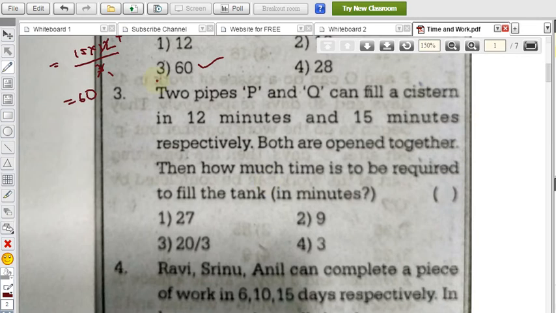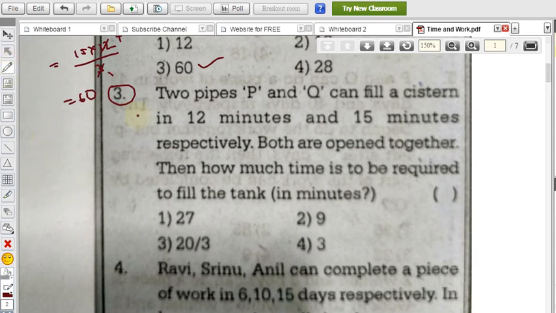Next question. This is the pipes problem. So the last 2-3 points I said to you, right? Two pipes P and Q can fill a cistern in 12 minutes and 15 minutes respectively. That means pipe P itself can fill it in 12 minutes. Same cistern, Q can fill it itself in 15 minutes. If both are open together, then how much time is required to fill the tank? Both are open together, that means both working together.